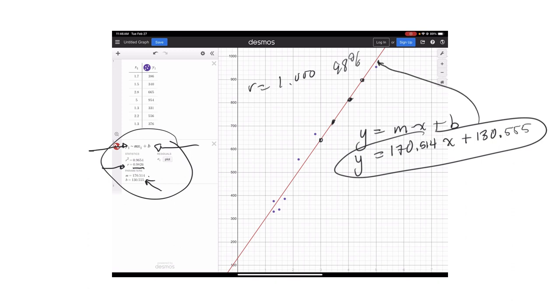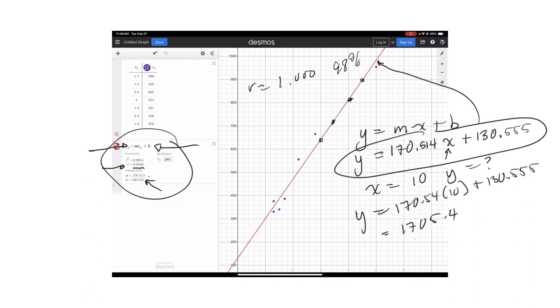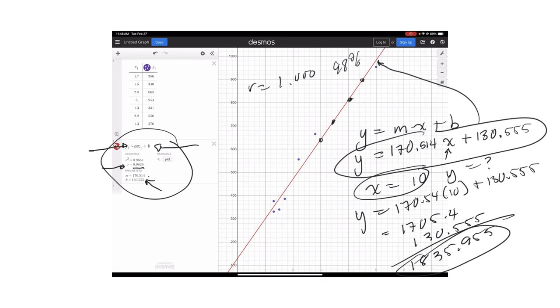We could ask some questions on that. We could say, if x is, say, 10, what's y going to be equal to? To do that, I would just put a 10 in right there. So 170.54 times 10 plus 130.555. Figure that out: that'd be 1705.4 plus 130.555, which is 1835.955. So the value of y when x is 10 would be that.